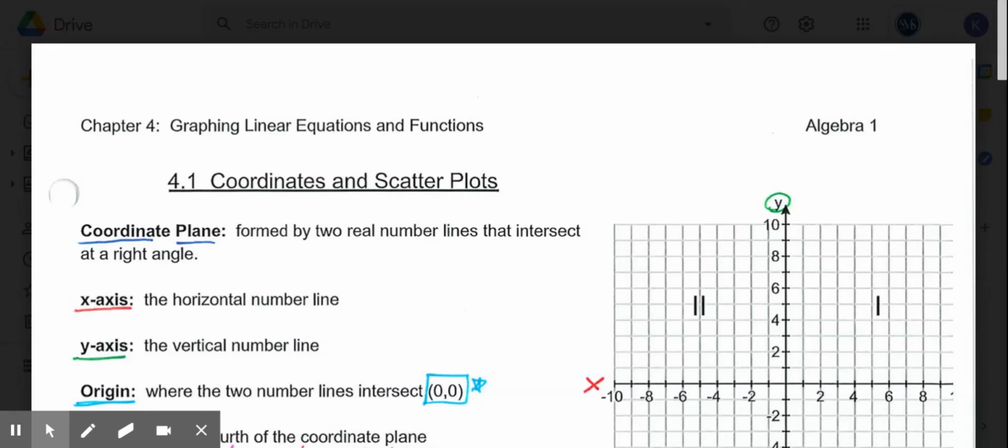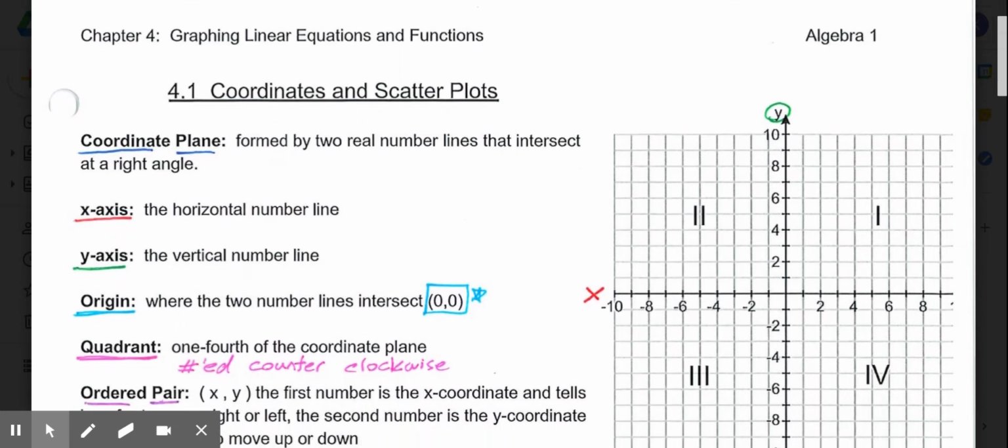Welcome to lesson 4.1, coordinates and scatter plots. So all of chapter 4 is going to be looking at the idea of graphing linear equations and functions. So lesson 4.1 is laying the foundation for our ability to do this graphing.